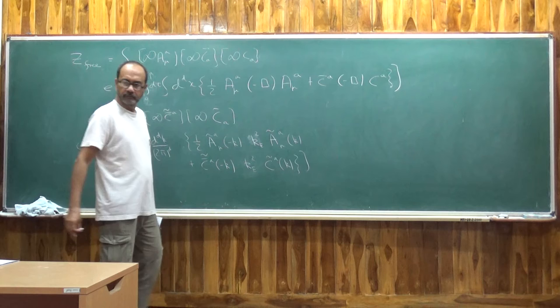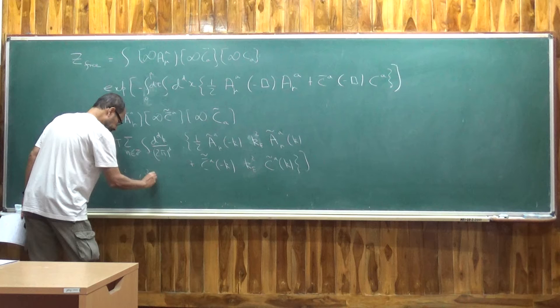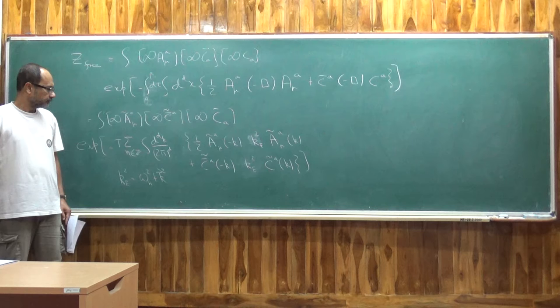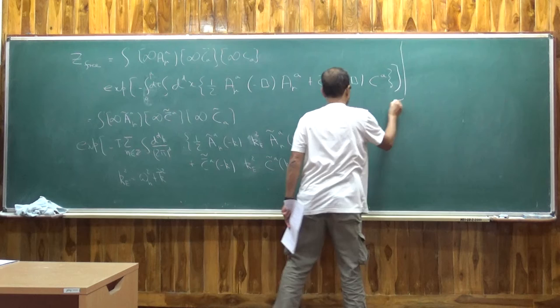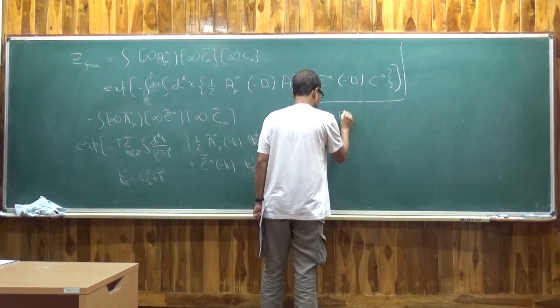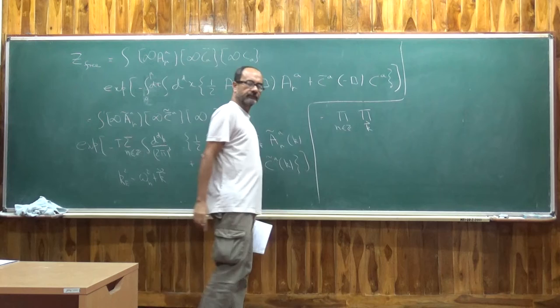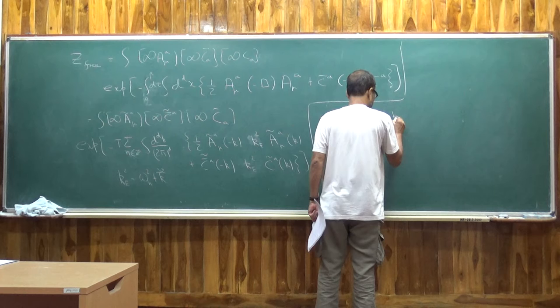K square is omega n square plus k square. Is this okay? I have just rewritten this in the momentum space. This of course can be evaluated easily by the standard tricks that we have been following. So this is basically given by product over n, product over k, of k square plus omega n square.